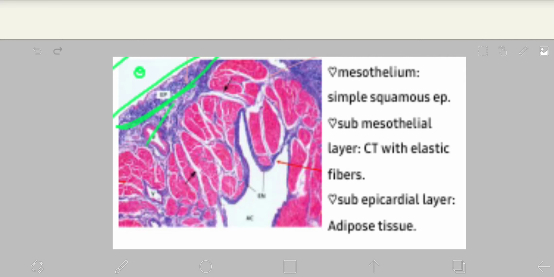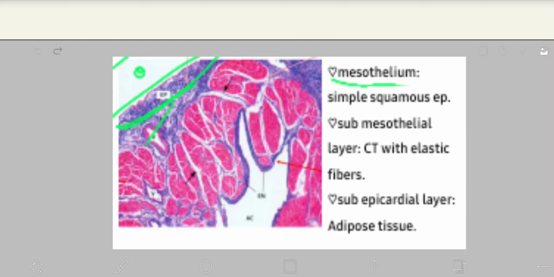So it has 3 layers. So from the outside we have the mesothelium. It is in contact with the pericardial cavity, and it's a simple squamous epithelium. So yeah. And then we have a submesothelial layer, which is a connective tissue with a lot of elastic fibers.